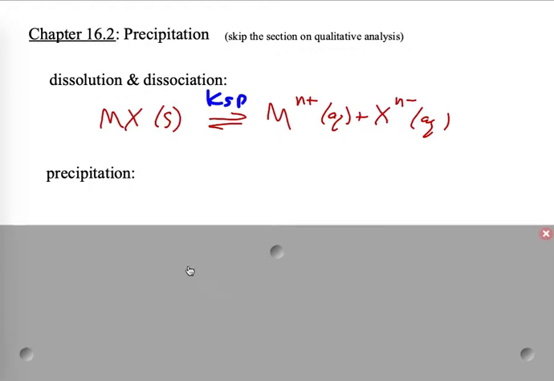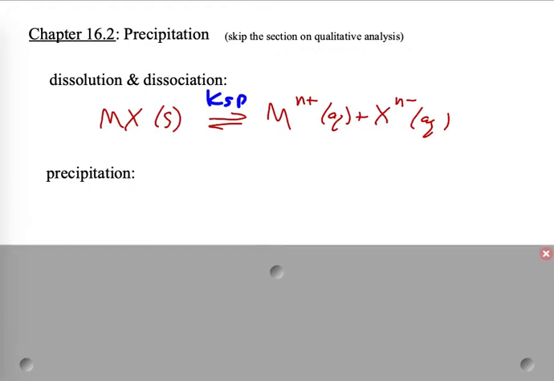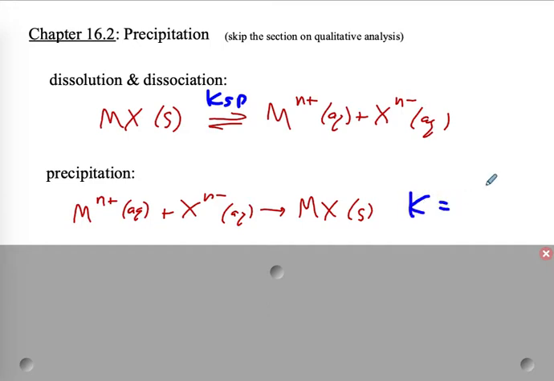So, what about precipitation? What occurs in a precipitation reaction? Well, in a precipitation reaction, cations, for example Mⁿ⁺, react with anions, for example Xⁿ⁻, to form solid MₓXᵧ. How is the precipitation reaction related to the dissolution and dissociation reaction? Well, as you can see, clearly it is the reverse. So the equilibrium constant for this is simply going to be the reciprocal of Ksp.